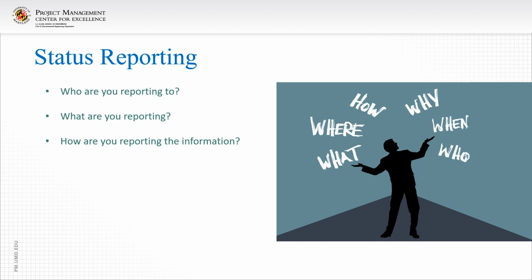How are you reporting the information? Is it a quick email? Is it a phone call? Is it a text message? How are you making sure that the person receives the information and also testing for the understanding of that information? And then when and where are we reporting this information?